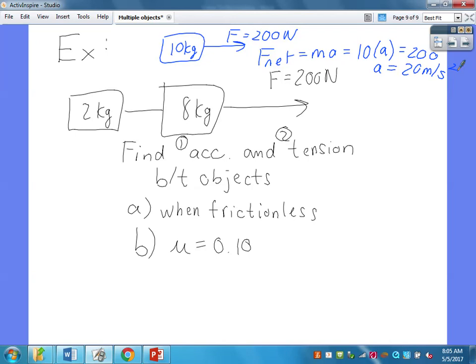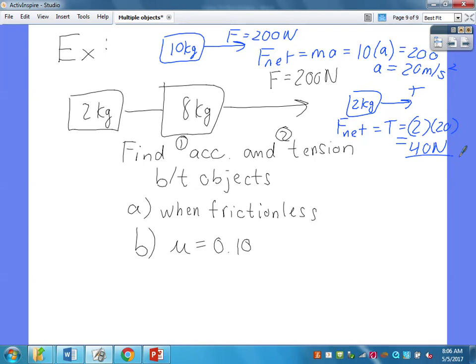That would then mean, what's the tension in the second rope? Well, the 2 kilogram object is only being pulled by that rope in between. There's no friction, so I already know what's accelerating, so net force would equal the tension, which would equal 2 times 20. So it would be 40 newtons. All right, so that's the first one.